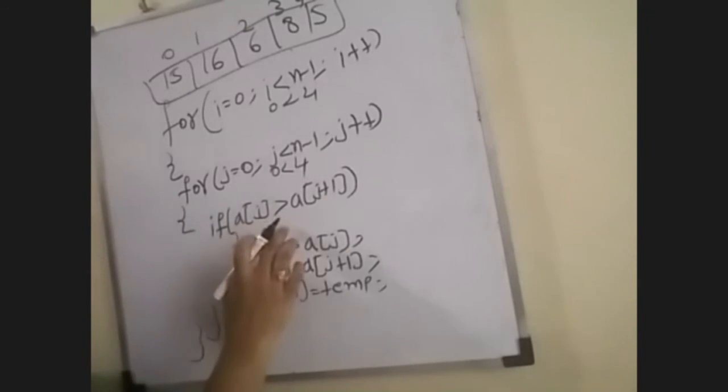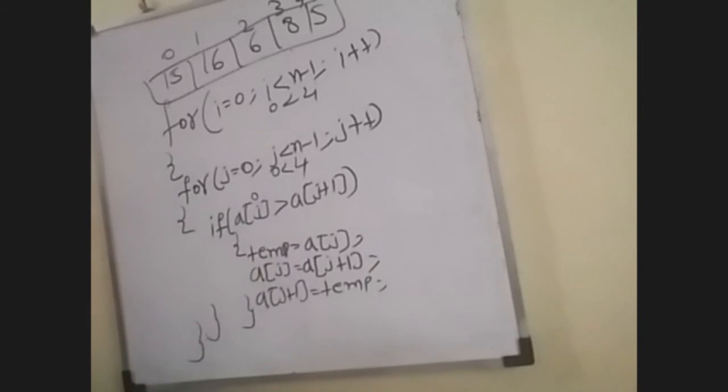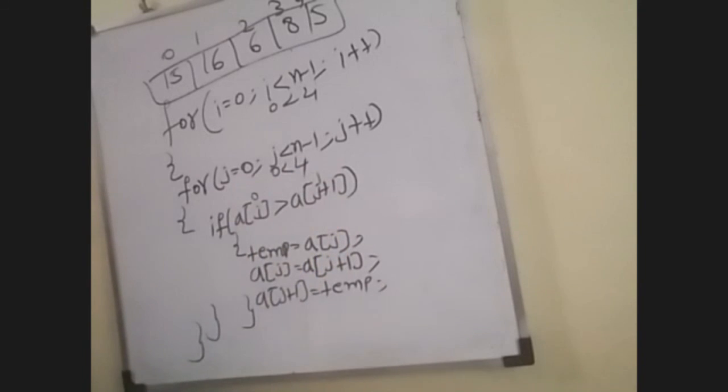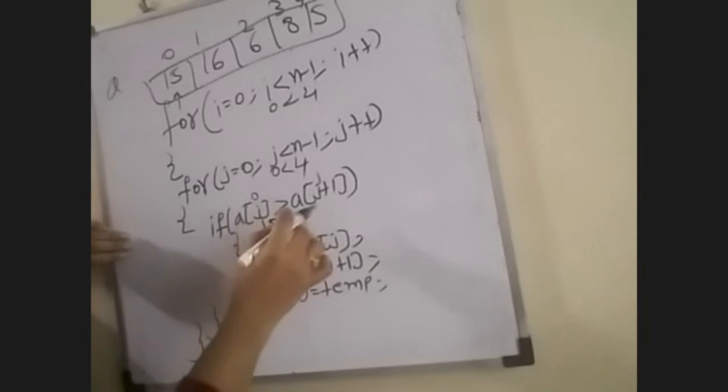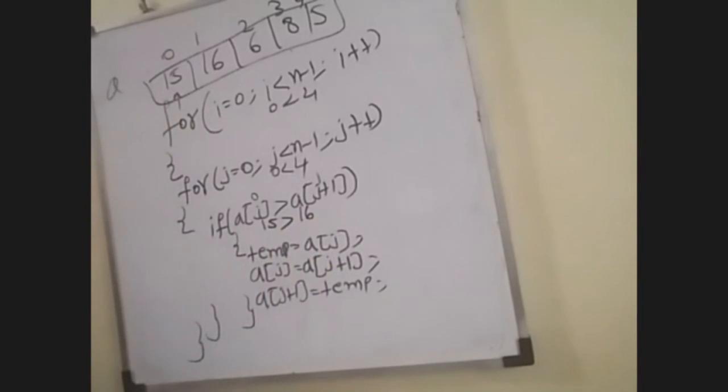And next, clearly observe a of j. What is the j value? 0. Next, a of j plus 1, 0 plus 1, 1. So a of 0 position, the current element is 15. So 15 is greater than the next element, a of 1. 15 is greater than 16, condition is true or false? False. So there is no need to enter into the swapping.